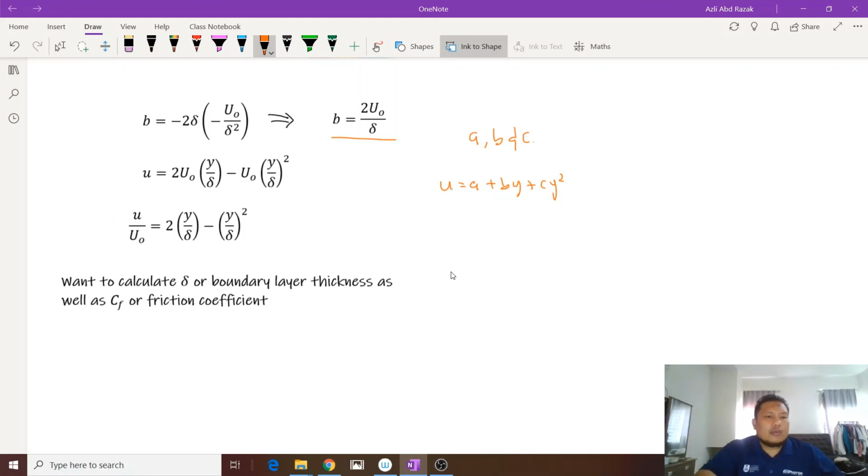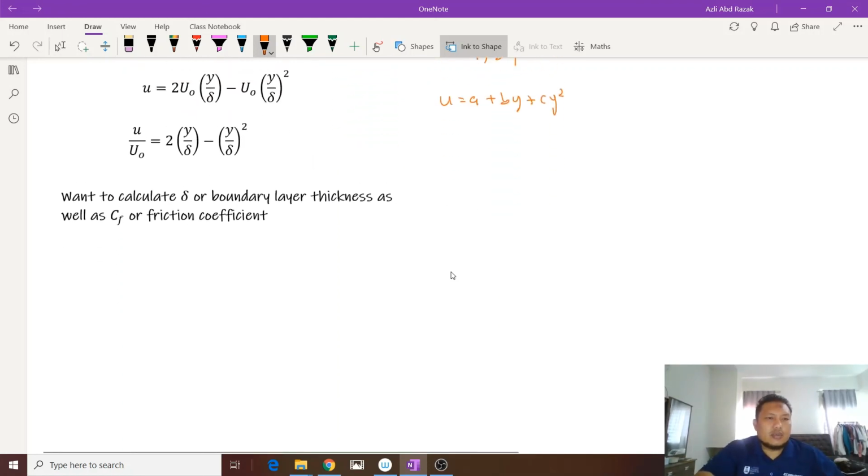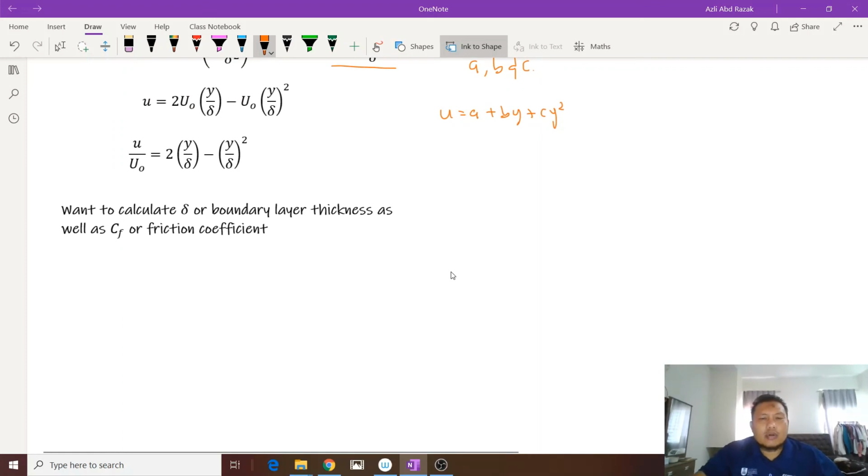Now what we're going to do next is calculate the delta, the boundary layer thickness, as well as the coefficient of friction Cf in the following topic.